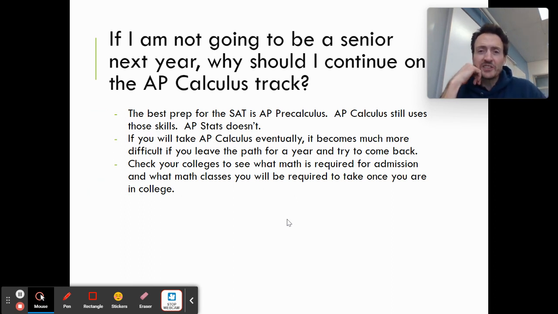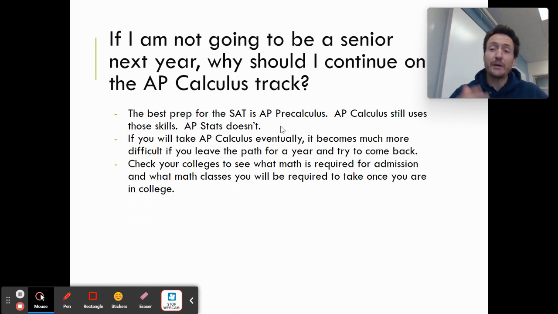So if I'm not going to be a senior, why should I take AP Calculus or AP Pre-Calculus or Math 3 or whatever's next in that path? There's several reasons why, but here's some of them. One is, as a junior, you take the SAT. And some colleges are going away from it, but a lot are bringing it back and still looking at the SAT and how you perform on that standardized test. And the best prep for the SAT is Math 3, AP Pre-Calc, and AP Calculus.